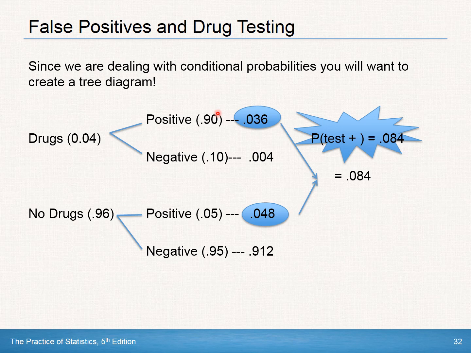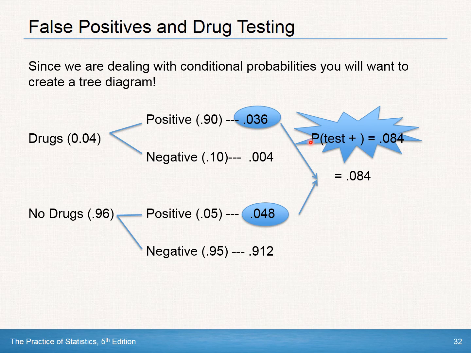The next thing you want to do is always multiply across your branches. So this tells us we took drugs and tested positive 0.036 of the time. Took drugs, negative 0.004. Didn't take drugs, turns up positive 0.048. Didn't take drugs, turns up negative 0.912. So the question is, we want to know what is the probability that the test is going to turn up positive.